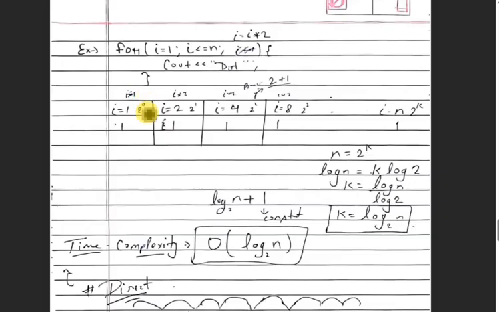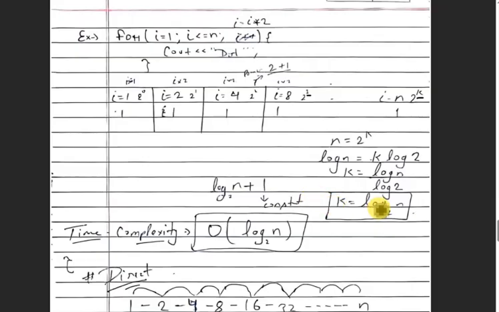So 2 to the power 0 is 1, 2 to the power 1 is 2, 2 to the power 2 is 4, 2 to the power 3 is 8. It's running up to 2 to the power k, because this power I have written here is k time. n is equal to 2 to the power k, and we take log on both sides, and k is equal to log n by log 2. So its k value is log base 2 of n, so my complexity is log 2 n, right? Because the 1 is a constant.